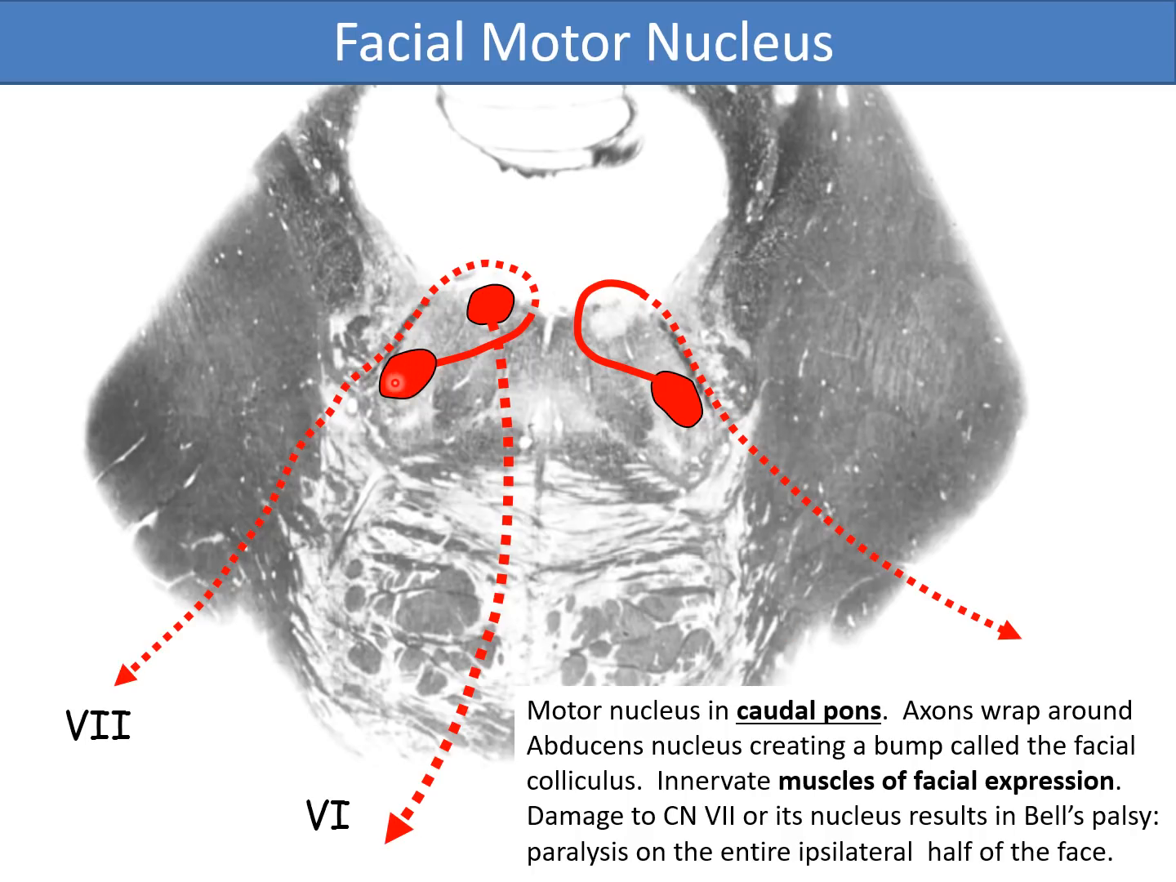Facial motor nucleus we see, number 7, initially sends its fiber dorsally and medially, and it then comes around the 6th cranial nerve nucleus and sends its fiber out laterally to control movements of the parts of the face. Damage to cranial nerve 7 produces a Bell's palsy, a paralysis of the entire ipsilateral half of the face. We see cranial nerve 6 coming through much more medially.